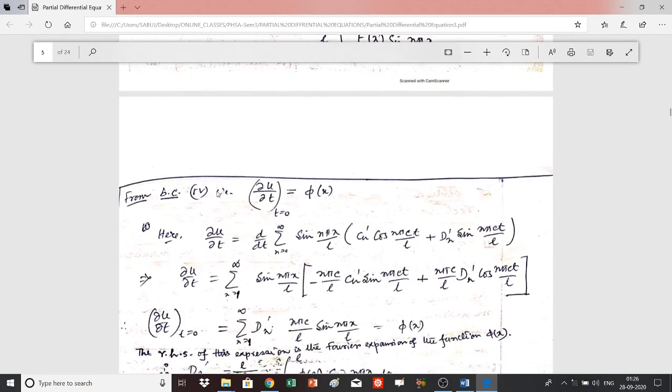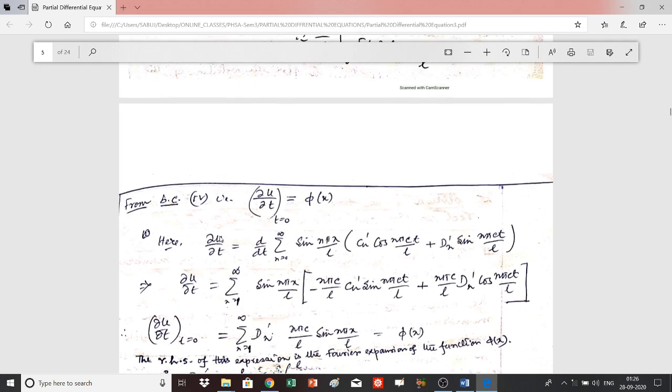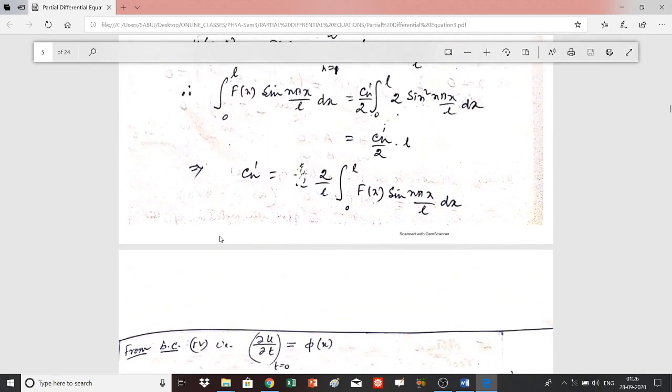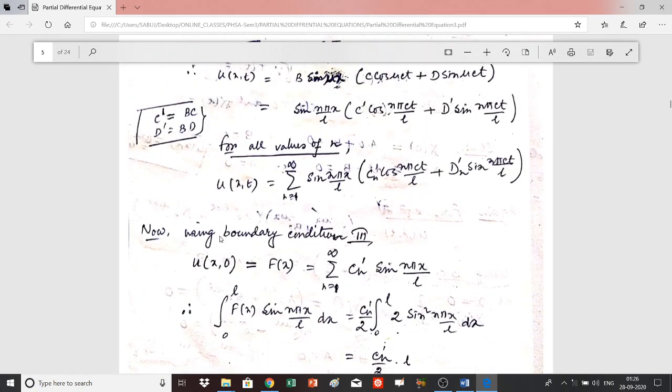Now boundary condition number 4, that is del u by del t at t is equal to 0, that is equal to phi(x). So from here just differentiate the value of u which was given in the equation, this is there, let's differentiate this equation with respect to t.